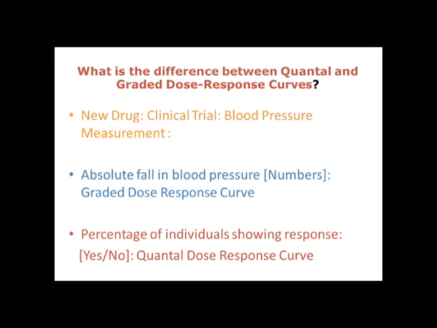So you are looking more into the population dynamics when you are trying to look at the quantal dose response curve. But if you are into something individualistic, if you want to know exactly the amount of blood pressure which is brought down by this drug, then you are looking into what is called a graded dose response curve. You need to know the differences between the two, because that's where the crux of the various clinical trials lie. So we need to know whether it's a graded dose response curve or a quantal dose response curve.